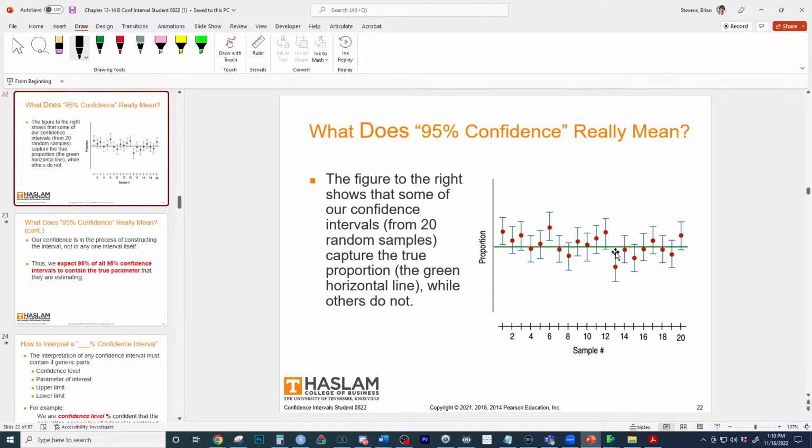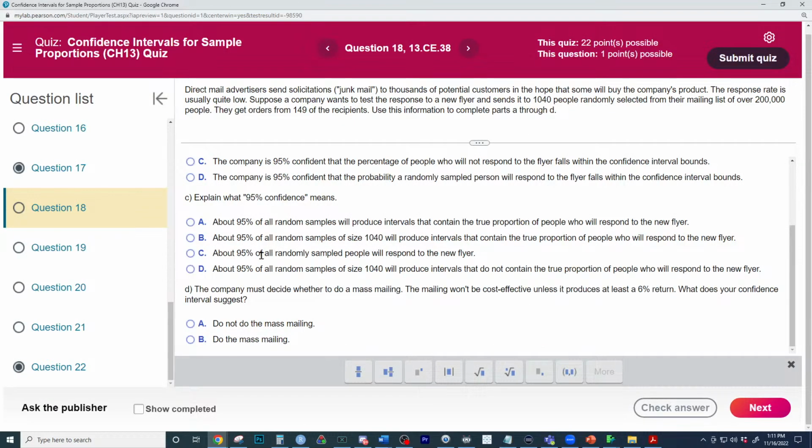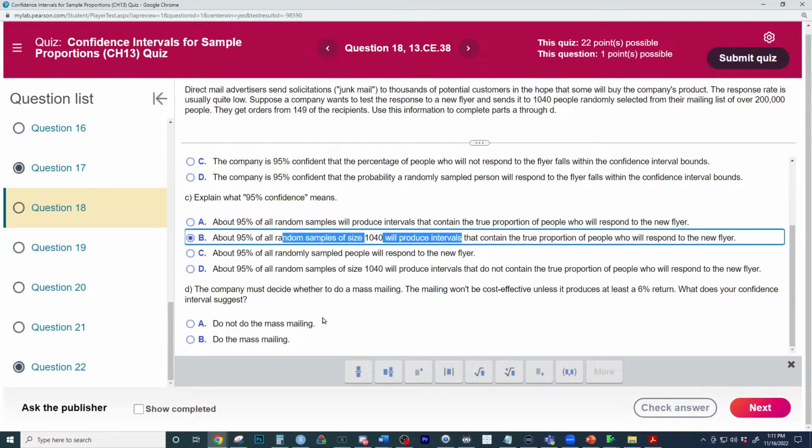But in the long run, the repeated process of making the intervals will see that 95% of 95% confidence intervals are expected to contain the truth. So about 95% of random samples of size 20, 10, 40 will produce confidence intervals that contain the truth. So about 95% of the 95% confidence intervals produced will contain the truth.